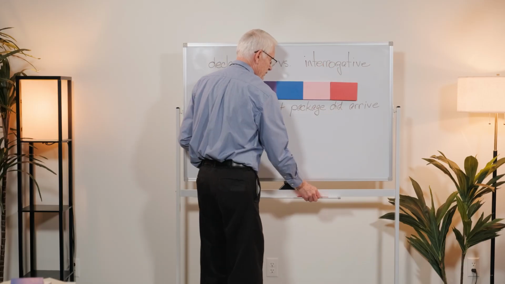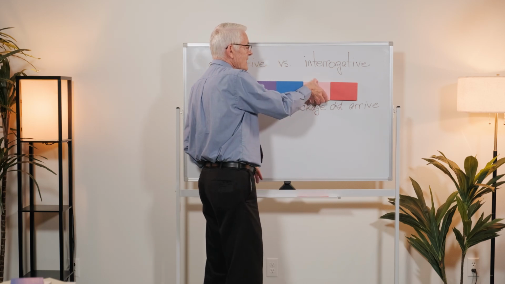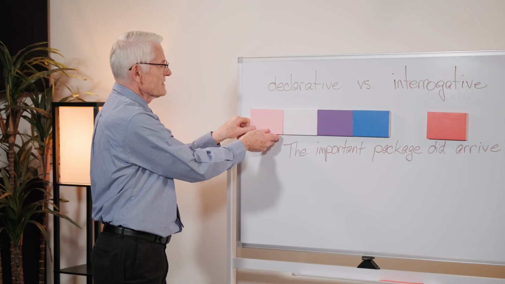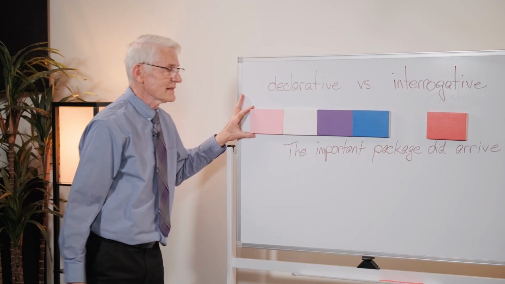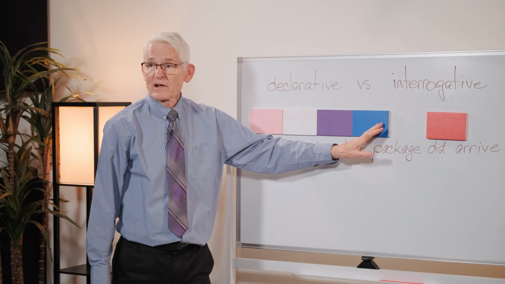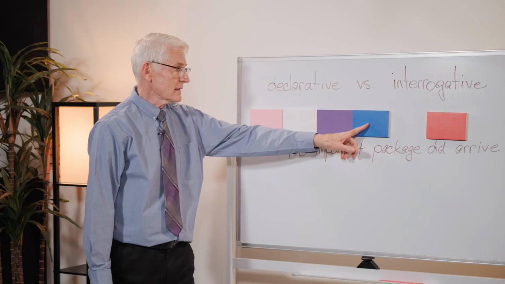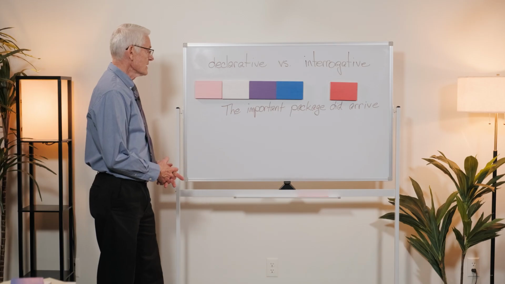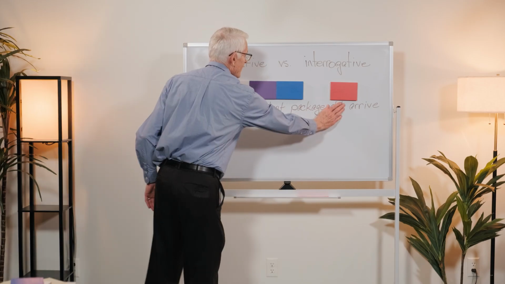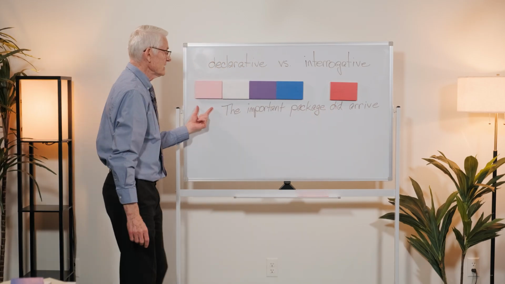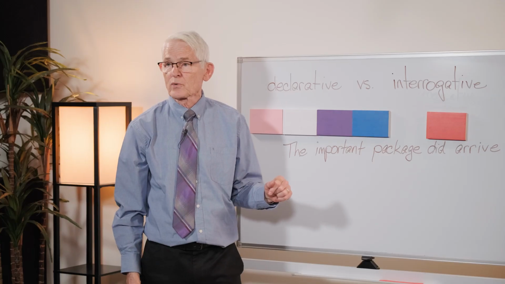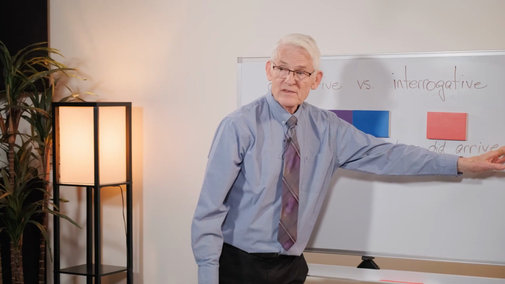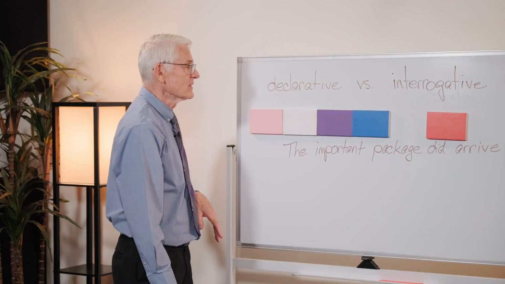I'm going to remove my link. I'm going to take my helping verb did, and I'm going to move it to the front of the sentence, in front of the subject now, all the way up to the front of the sentence. And now, my did is going to appear over here. Did the important package arrive? And we'll put the question mark at the end.